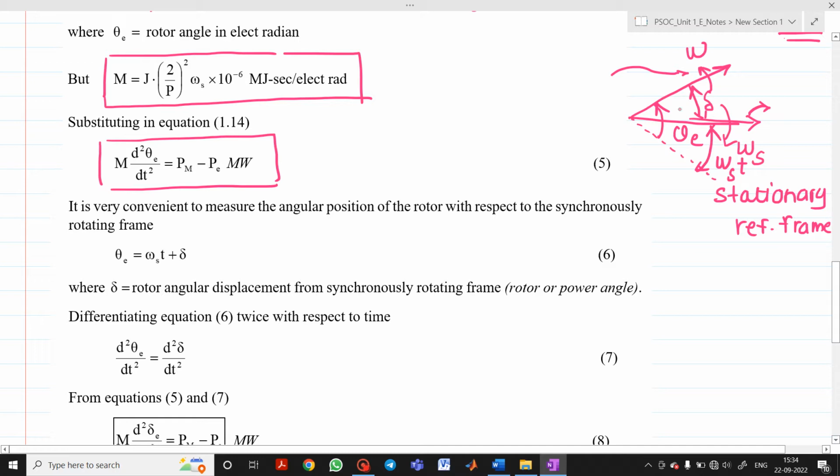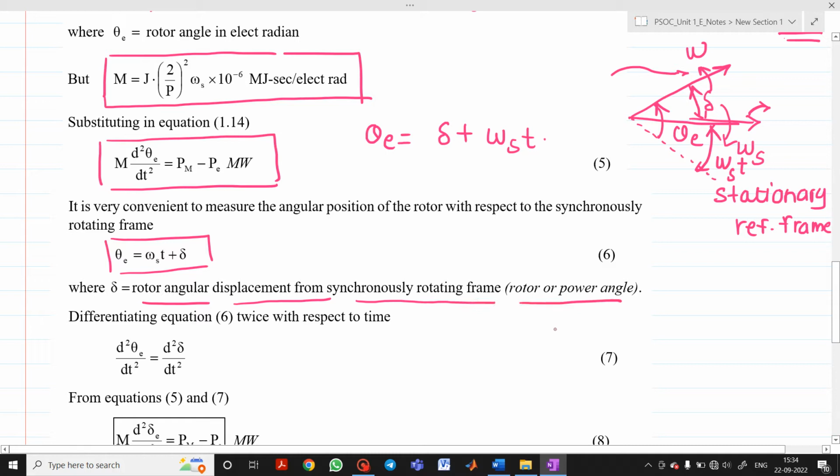So from this diagram, can I write a mathematical expression of the angle? What is theta e? This is your total angle theta e, which will be equal to delta plus omega s into t. So here we have written this expression, where delta is the rotor angular displacement from the synchronously rotating frame, that is the rotor or power angle.